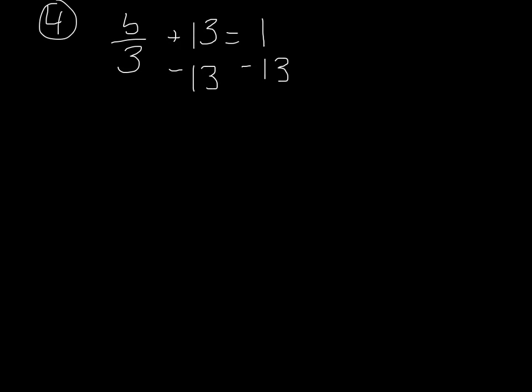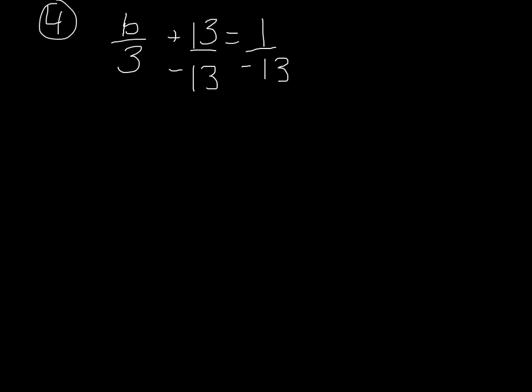Okay, now let's do number 4. Number 4 says b divided by 3 plus 13 equals 11. So subtract 13 from both sides. Remember, first we do our adding and subtracting. Then we can multiply. Another thing I wanted to talk about is why did I do 13 and why did I not do 1? Why did I do 13 and not 1?